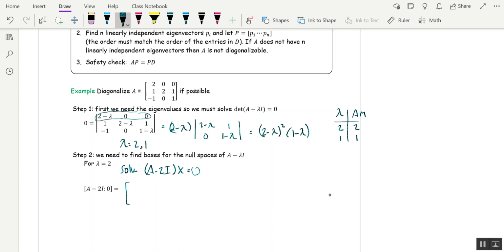A minus lambda I is up here inside these determinant bars. So if you take lambda and replace it with 2, you'll see that you get zeros across the top. And then the second row becomes 1, 0, 1. And then the third row is negative 1, 0, negative 1. Augment with 0, 0, 0. So that will only take one step. We'll move the 1, 0, 1 on top and then kill everything else.